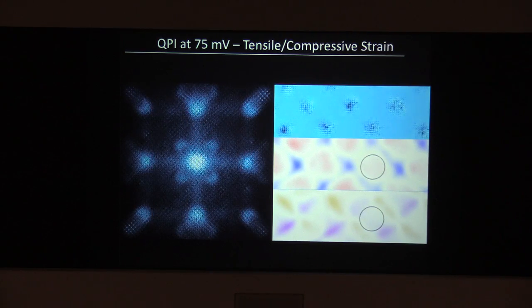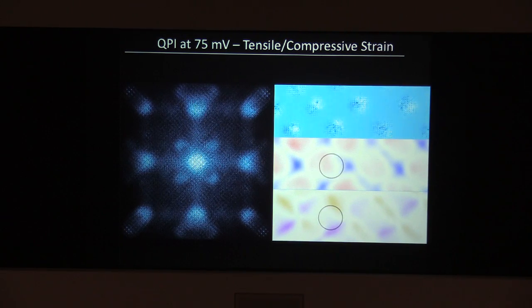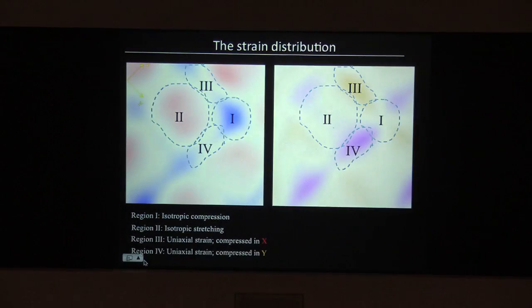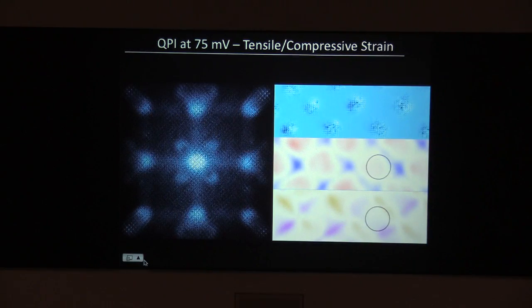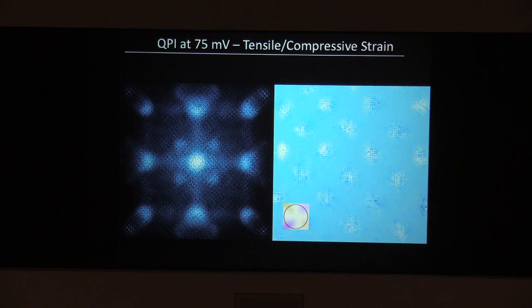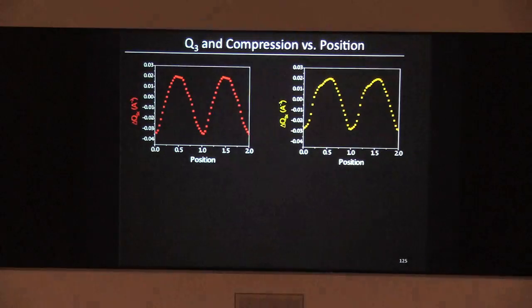Let's see. Okay, so they move in and out in phase. I don't know if you can see this. Let's do this again. So they're in phase. Maybe you can see it here. They're all in phase. They're moving in phase.